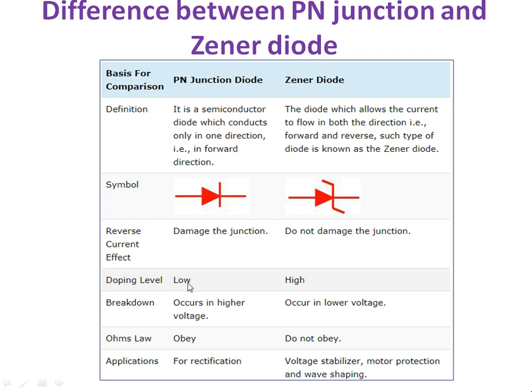In the PN junction diode the doping level is low. Here the doping level is high. In the PN diode, breakdown mainly occurs at a very high voltage. But here breakdown occurs at a lower voltage. And the PN junction diode obeys Ohm's law in the linear condition, but the Zener diode doesn't obey Ohm's law. As for application, the PN junction diode is mainly used for rectification. The Zener diode is mainly used as a voltage stabilizer.